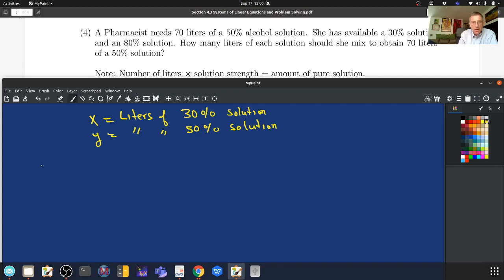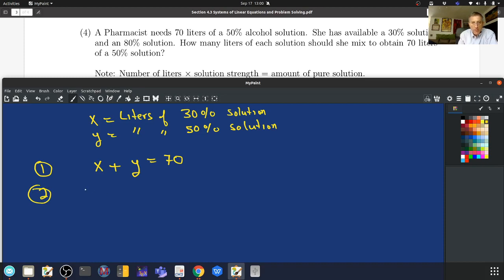So what do we know? One equation is immediately apparent. When I mix them together, the liters of x plus the liters of y, I've got to get 70 liters. That's the 70 liters right here. But I also know that the number of liters times the solution strength equals the amount of pure solution.